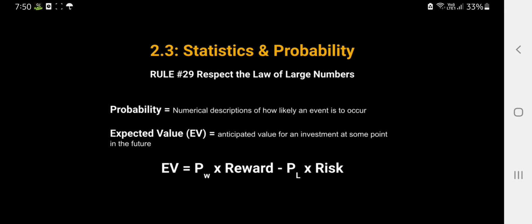Okay? So, a simple calculation that we have on the screen. The expected value of any trade is the probability of winning multiplied by the reward for winning, minus the probability of losing multiplied by the risk of losing. All right? So, to show you that, we'll visualize it a little bit.